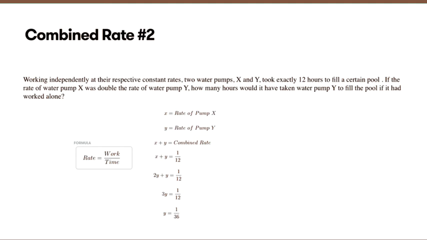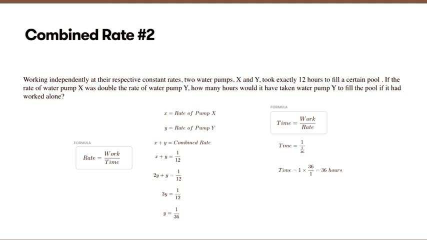The question is asking us to determine the number of hours that Y would have to work. So now we'll use the formula time equals work divided by rate. The desired work here is filling one pool, so we can think of that as one job. We know Y's rate is 1 over 36, so we arrive at the equation time equals 1 divided by 1/36. Now we'll multiply by the reciprocal, so time equals 1 times 36 over 1, and therefore the time will equal 36 hours.